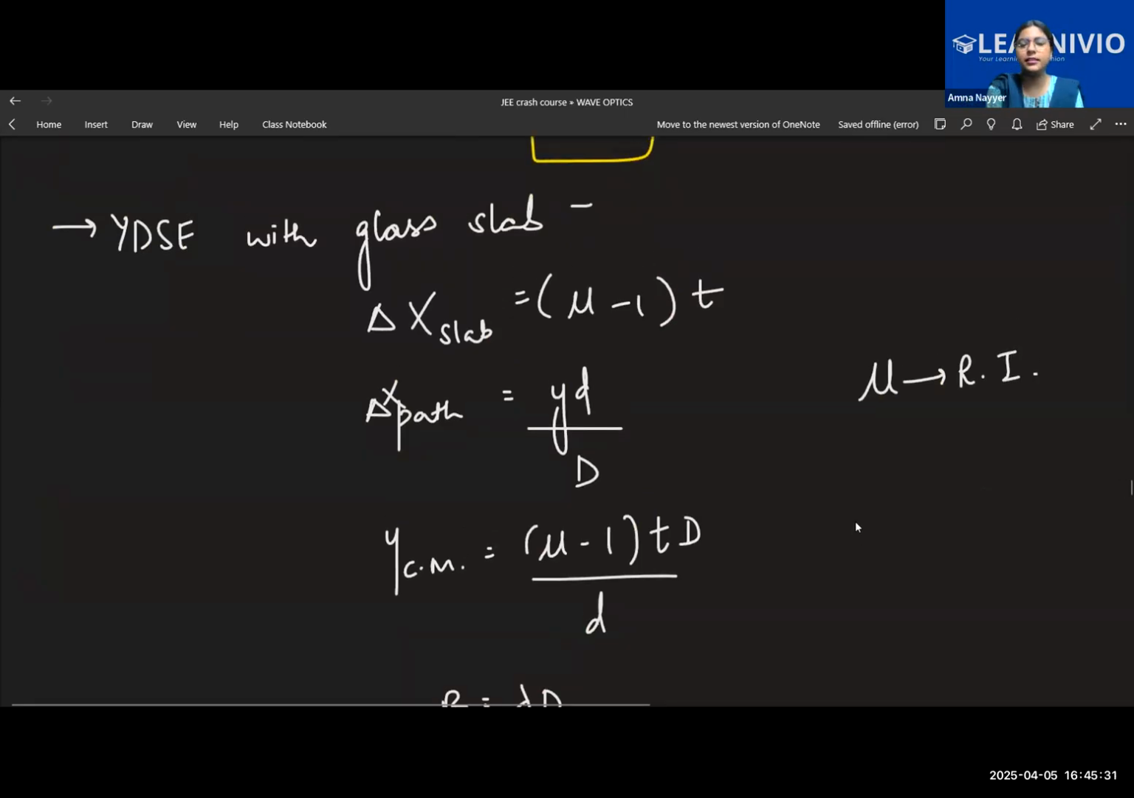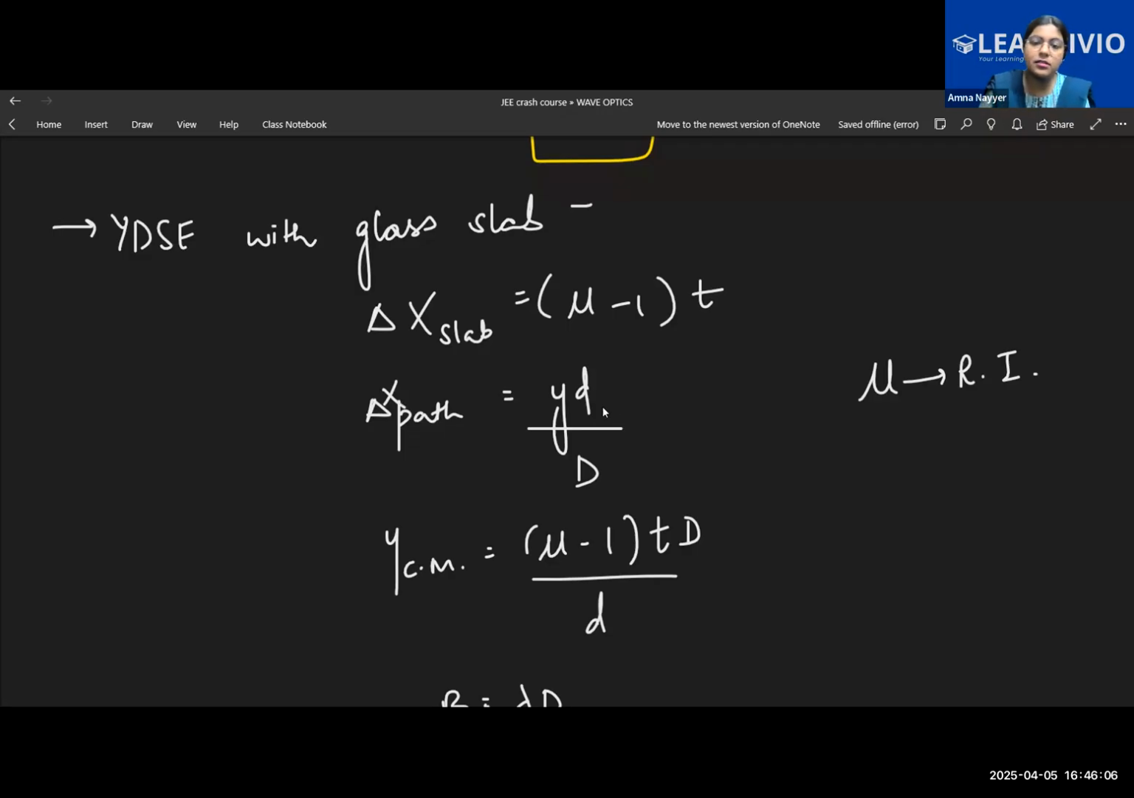Now there's a question that came once in your 2019 paper that was based on this topic. When YDSE is compared with a glass slab, means with the glass slab the whole experiment of Young's double slit is performed, right? So delta X slab means the path difference of the slab is taken as (mu minus 1) into t, where mu is the refractive index. So from here, the path difference will always remain as mu minus 1 times t.